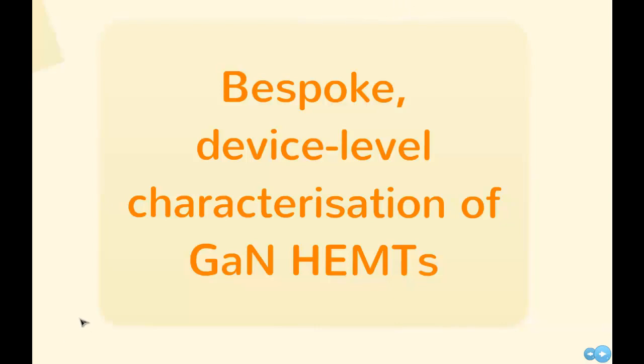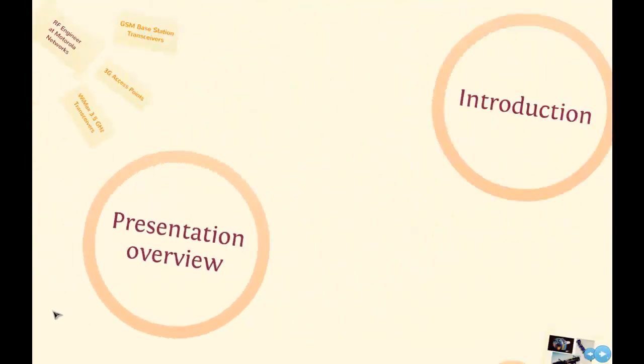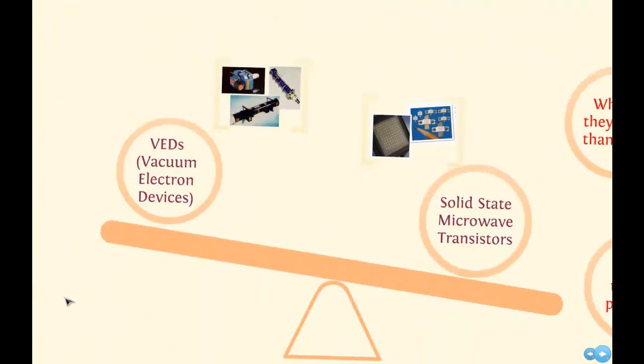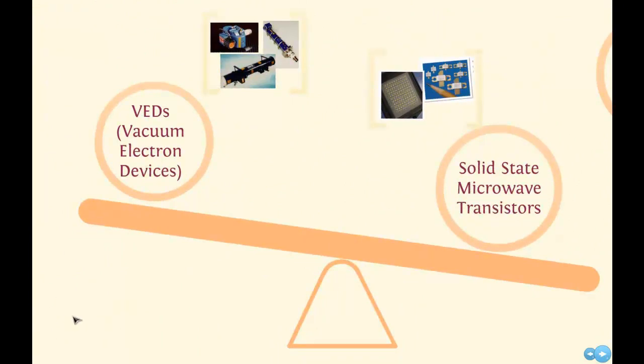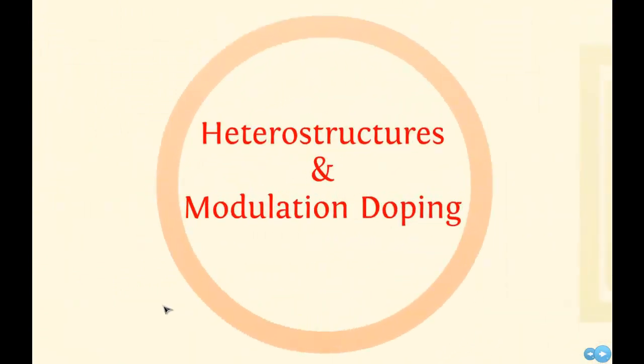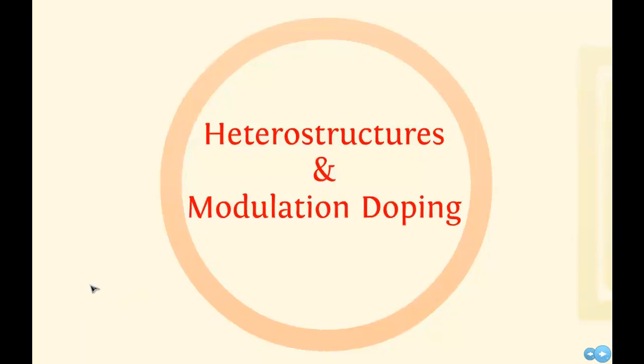So, I'd like to now give you an overview of what we'll be going through today. First of all, we'll talk a little bit about microwave power amplifiers, and particularly ones that operate at very high power and what options are available. And then we'll compare vacuum electron devices, which are very powerful devices that can be used for radio frequency and microwave power amplification, to solid-state transistors. We'll then have a look at various semiconductor materials and talk about what are the desirable properties for a semiconductor material. We'll then move on to heterostructures and modulation doping, which are at the very heart of high-frequency transistors, what we mentioned before as high electromobility transistors.